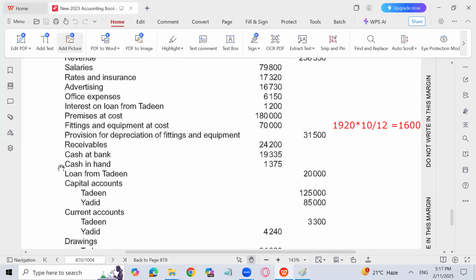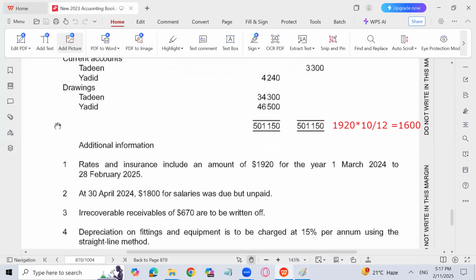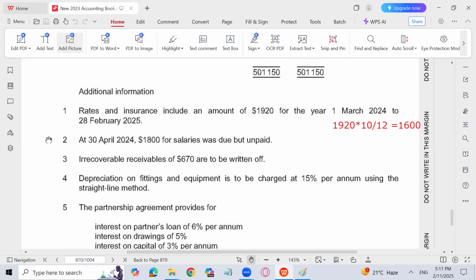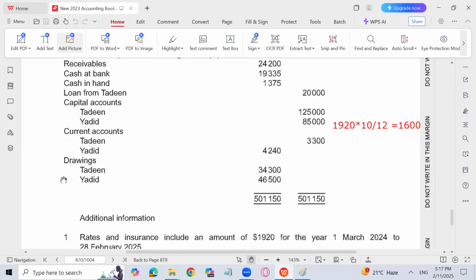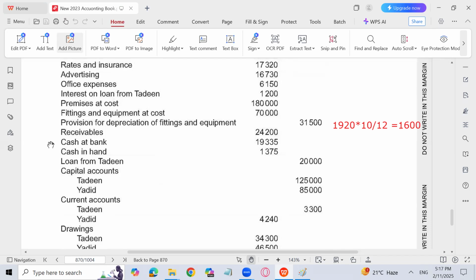Let me see if I've missed something. No, everything is intact. Rates and insurance, we have gone for the effect. Salaries, we have added. Bad debts, we have recorded. Depreciation is 15% using the straight line method. It's quite easy. Not reducing balance method.